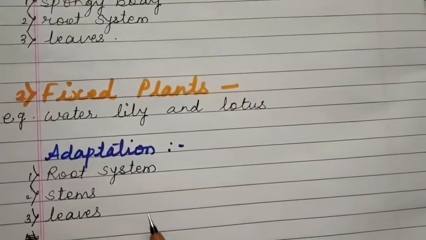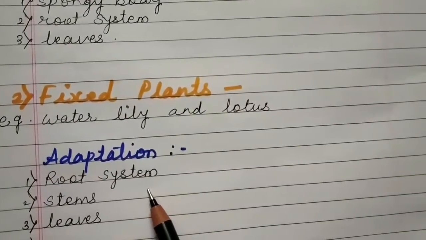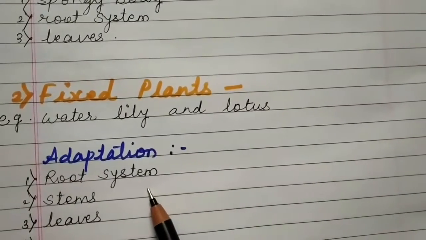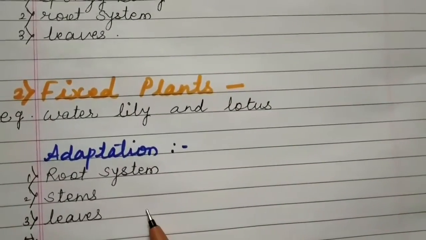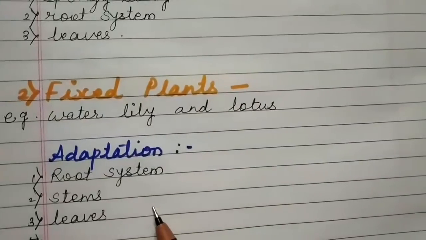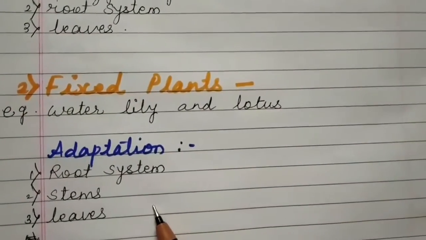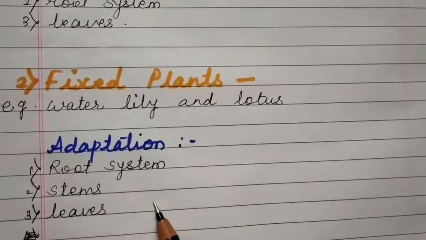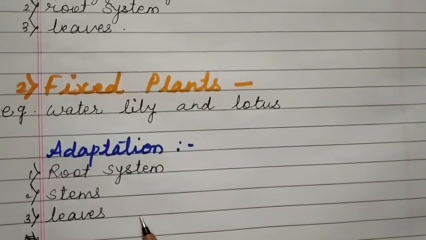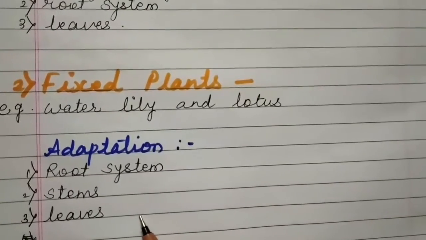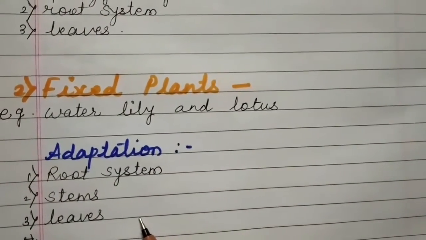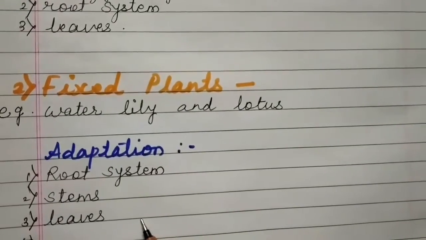Second is a stem. So fixed plants have light and hollow stems to help the leaves to float on the water. Third is the leaves. So the leaves of the fixed plants have stomata on the upper surface for exchange of gases. And the leaves also have a long slender stalk. And leaves also have a waxy surface from which water slides off.